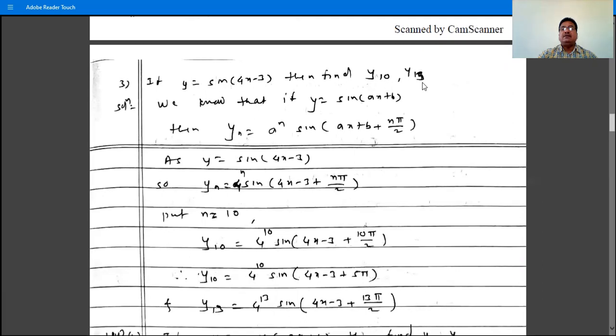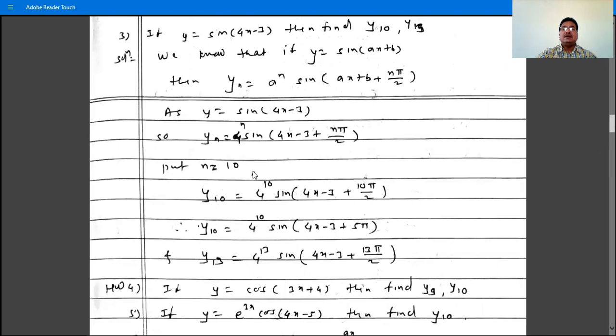So the third problem is y is sine 4x minus 3. Then find y10, y13. So we know that if y is sine ax plus b, then yn is a raised to n sine ax plus b plus n pi by 2. So this is yn. And therefore y is sine 4x minus 3, so yn is now, a is 4, so 4 raised to n sine 4x minus 3 plus n pi by 2.